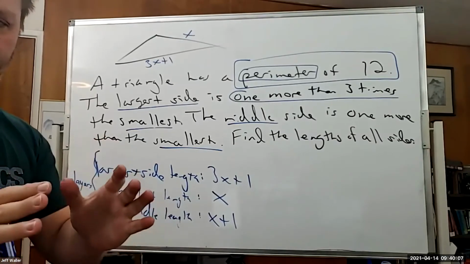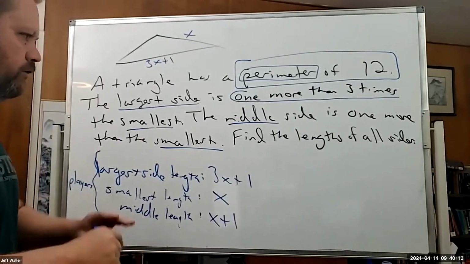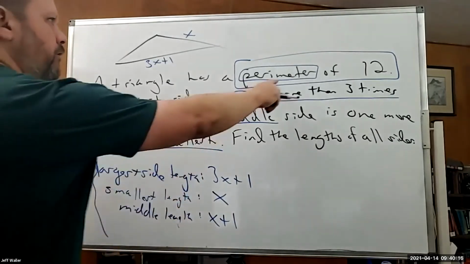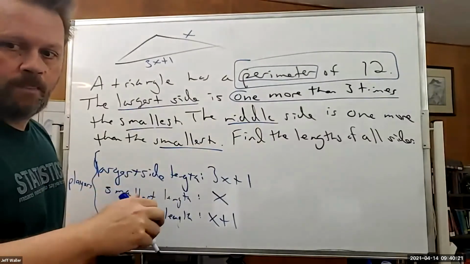Who thinks they have the equation set up? Oh, I see something in the chat. I like that. I'm going to flesh it out a little more. Perimeter means, like somebody said earlier, you add all the sides. The total, yes. Sure.